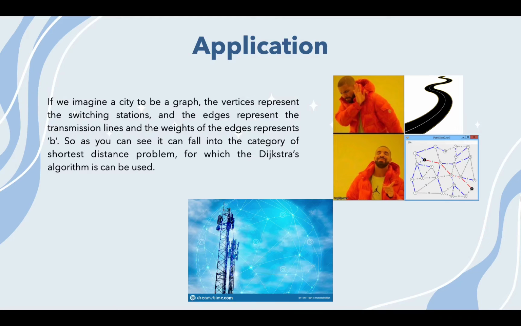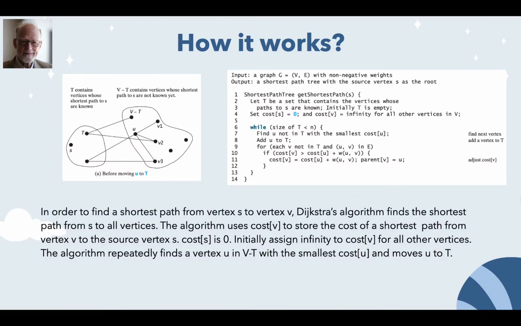So as we can see, it falls into the category of shortest distance problems, for which Dijkstra's algorithm can be used. Given a graph with non-negative weights on the edges, a well-known algorithm for finding the shortest path between two vertices was discovered by Edsger Dijkstra, a Dutch computer scientist. In order to find the shortest path from vertex S to vertex V, Dijkstra's algorithm finds the shortest path from S to all vertices. So Dijkstra's algorithm is known as a single source shortest path algorithm.